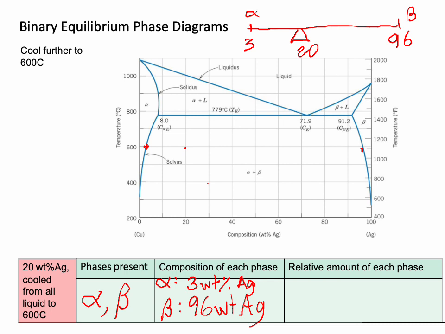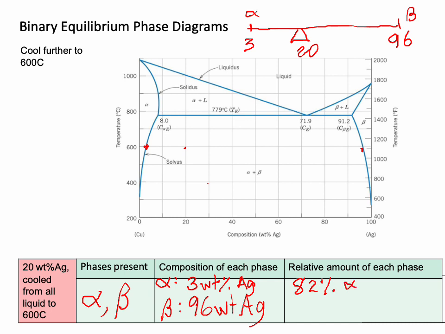So the percent alpha, the relative amount of alpha, is the length on the other side of the fulcrum. So that's 96 minus 20 over the total length, 96 minus 3. So it's 76 divided by 93, which is 82% alpha.